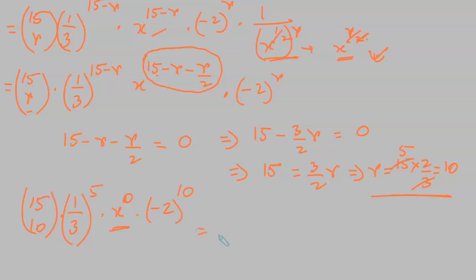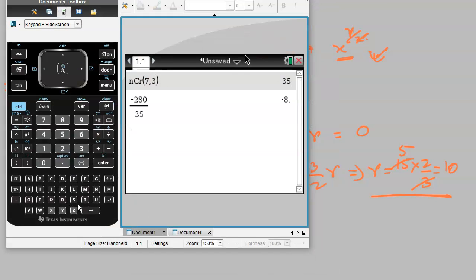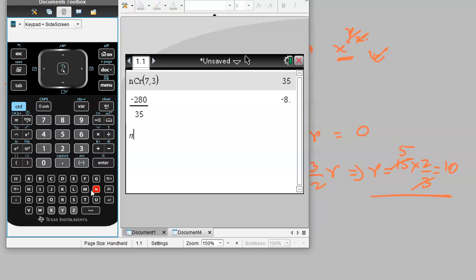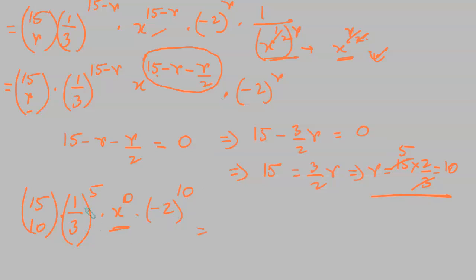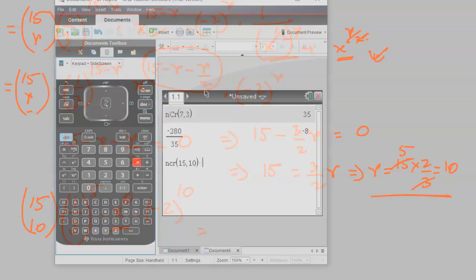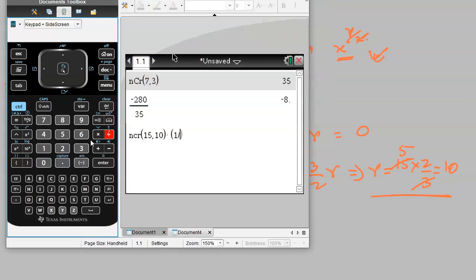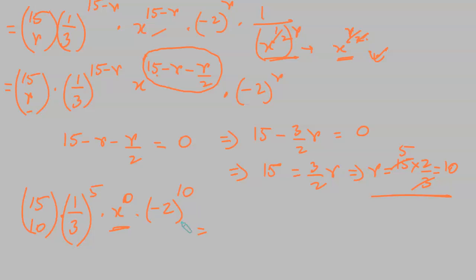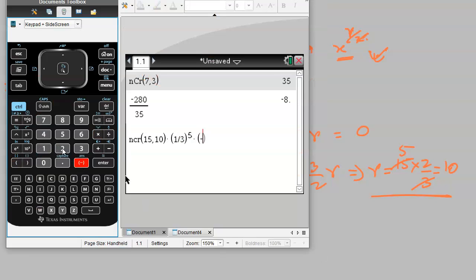So what will the answer be equal to? We start with 15C10 times 1 over 3 raised to the power of 5, times negative 2 raised to the power of 10.